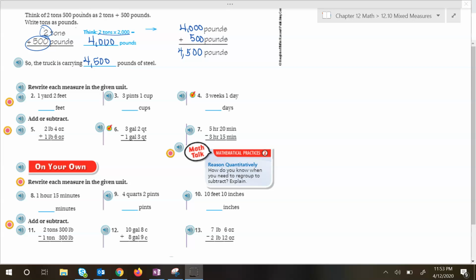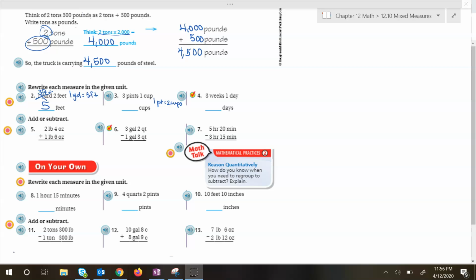All right, taking a look at number 2, 1 yard, 2 feet. Now you're going to want to change the yard to feet. Now we know that 3 feet equals 1 yard. So we need to replace this with the 3 feet and add 3 feet plus 2 feet. Go ahead and pause and solve. Now you should have gotten 5 feet. Number 3, 3 pints and 1 cup.